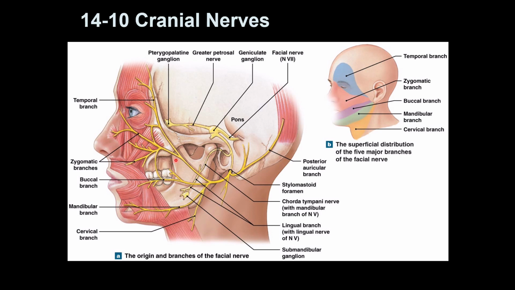It also has these other nerves. The greater petrosal nerve synapses here, in the pterygopalatine ganglion, and that supplies the glands in the upper part of the face, and some other ones here. It goes through the chorda tympani nerve and supplies the salivary glands, which are in the lower part of the face.